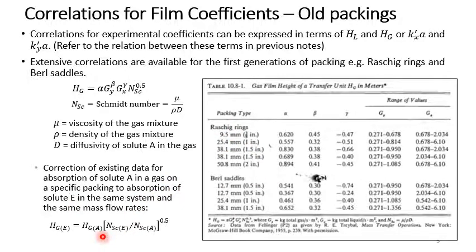So let's say you already calculated the Hg for solute A in the gas, then you can get the Hg for solute E in the same gas, in the same packing, from this correction factor. You just need the NSC of the solute E. So solute E NSC, you can calculate it using this. So you need to get the viscosity, density, and the diffusivity in this case of solute E in the gas. Okay.